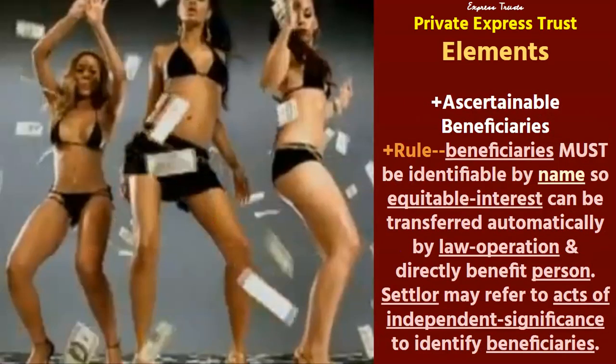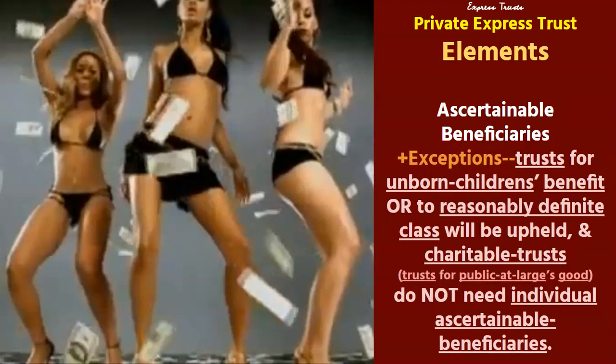Ascertainable beneficiaries. The rule: beneficiaries must be identifiable by name, so that equitable interest can be transferred automatically by operation of law and directly benefit a person. The settlor may refer to acts of independent significance to identify beneficiaries. Exceptions: a trust for unborn children's benefit or for a reasonably definite class will be upheld, and charitable trusts do not need individual ascertainable beneficiaries.